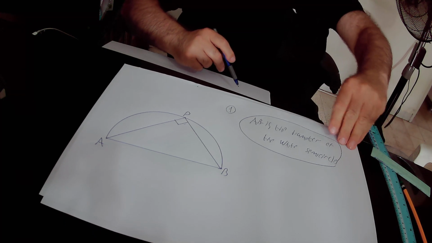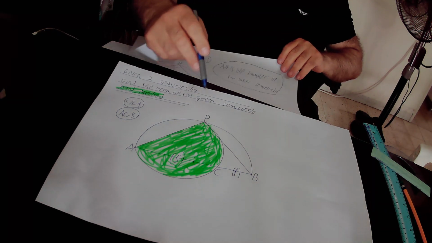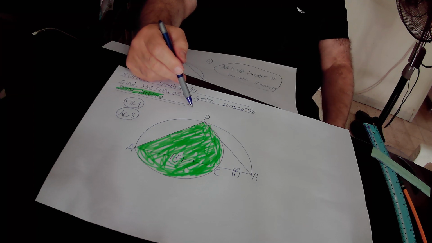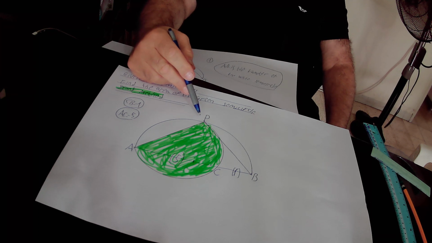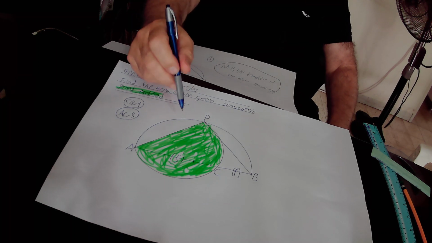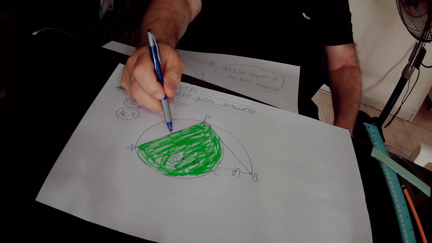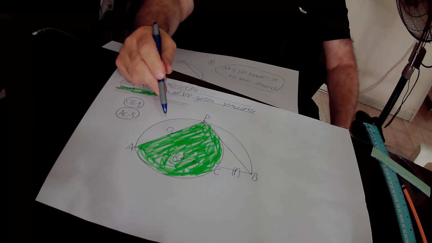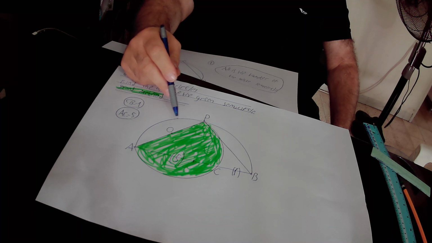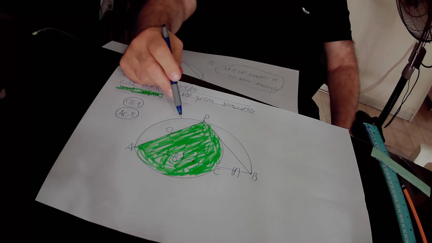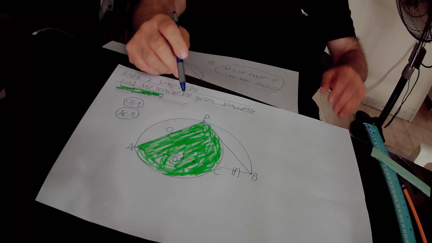But what is PA? Note that PA is the diameter of this green semicircle. So we define the center of this green semicircle, this point O. Point O is the center of this green semicircle, point P is a point of the green semicircle itself, therefore OP is the radius of this semicircle. We'll define the radius of this green semicircle as R, therefore OP equals R.